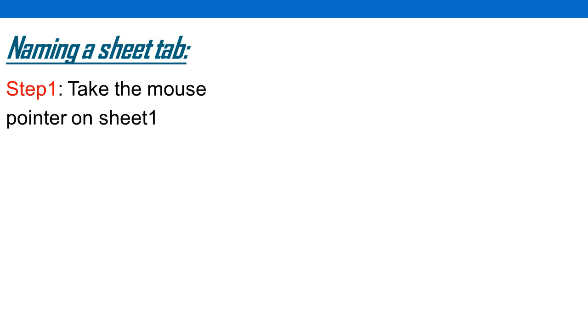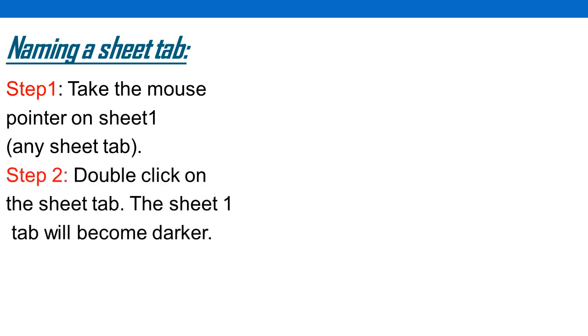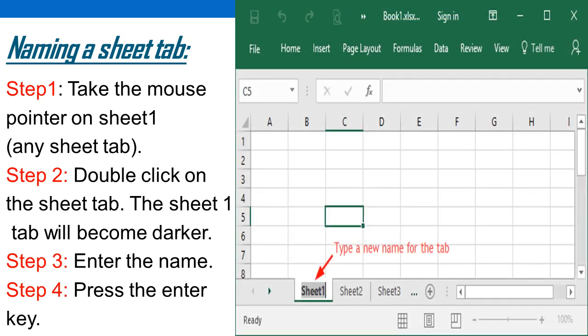Next is naming a sheet tab. To name a sheet, perform the following steps. Step 1. Take the mouse pointer on sheet 1, any sheet tab, not only sheet 1. Step 2. Double click on the sheet tab. The sheet 1 tab word will become darker. Step 3. Enter the new name for that and then press the enter key.